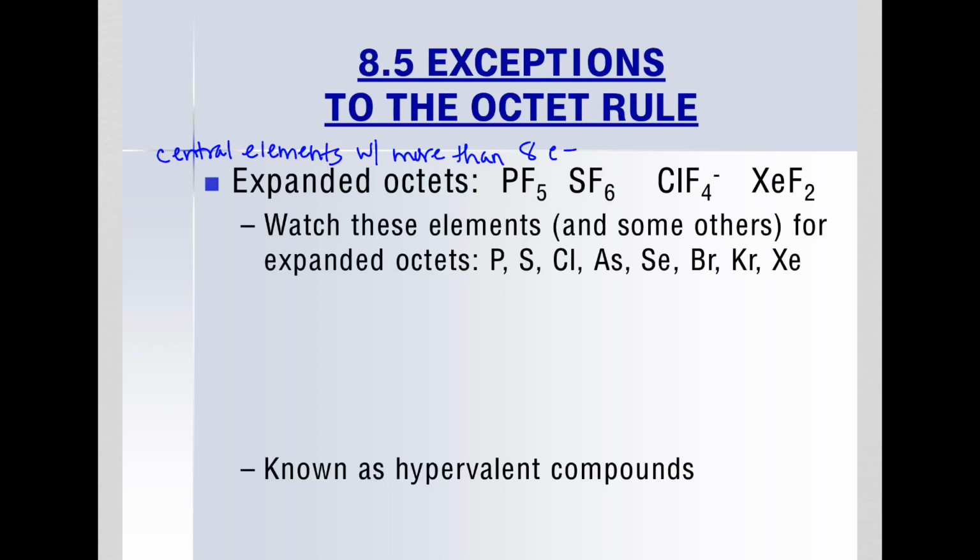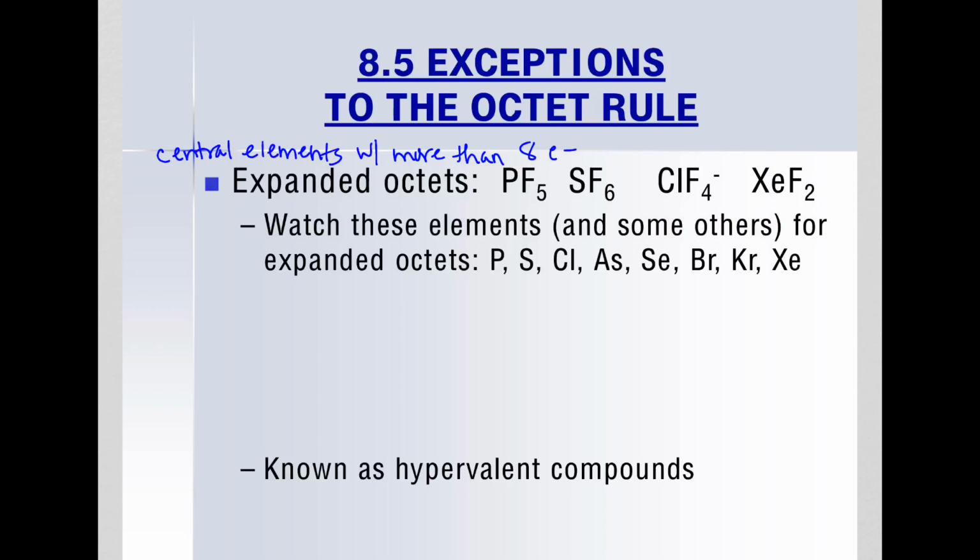The other case would be one where you would already have more than 4 things attached to the center. So these are not the only elements that will form these expanded octets, but they're ones that commonly will. The fancy name for these besides expanded octets is hypervalent compounds, where they have more than 8 electrons on the center. So take a minute, pause the video, and try to draw Lewis structures for these 4 substances using the process that we've already done.